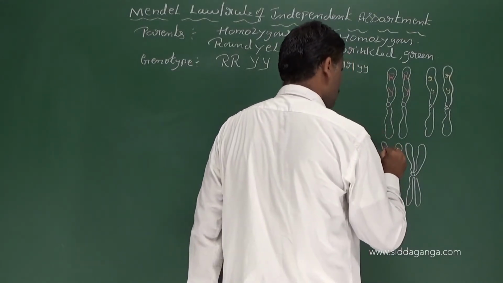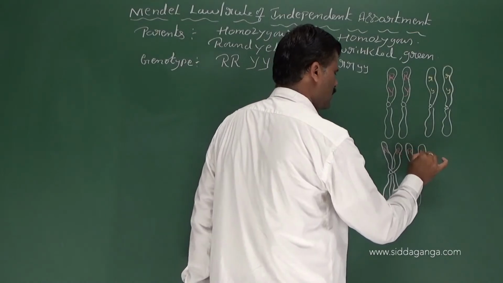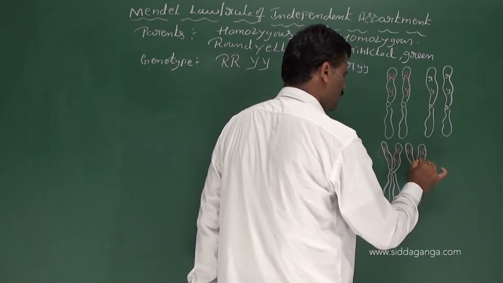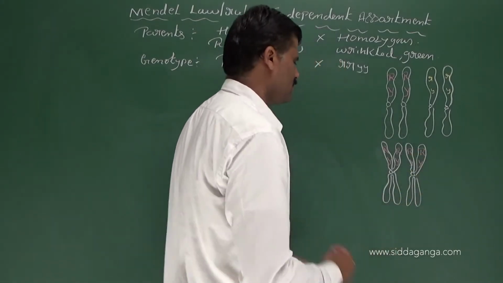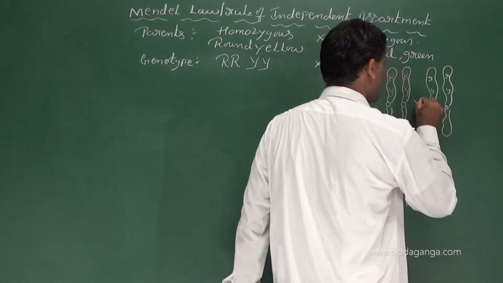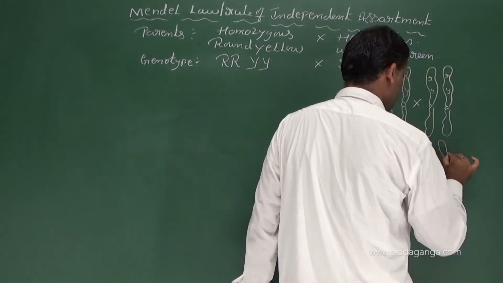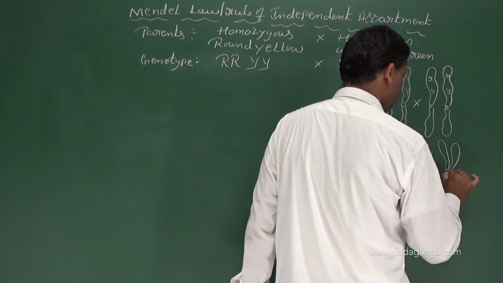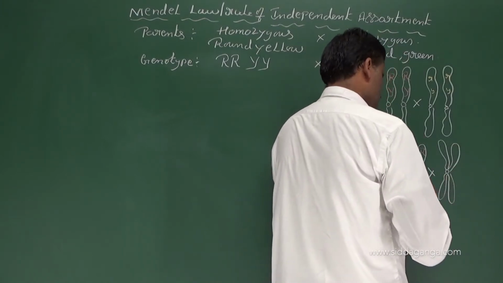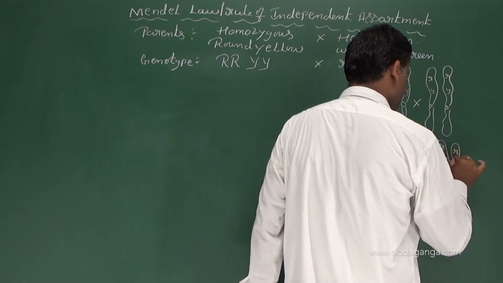Capital R, capital R, capital R, capital R, capital Y, capital Y, capital Y, capital Y. They double like this, right? Here also they will double. Small r, small r, small y, small y.